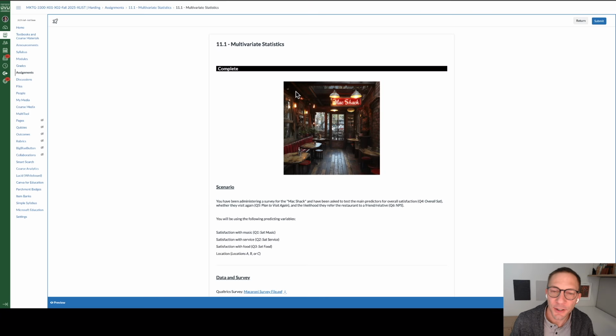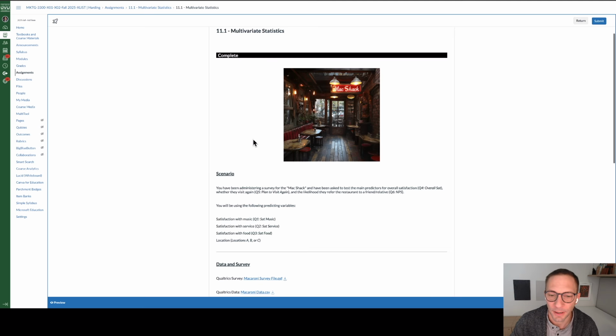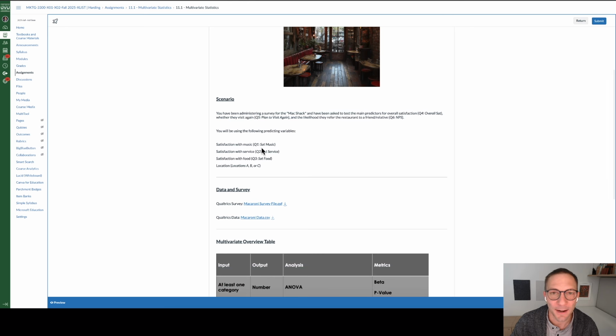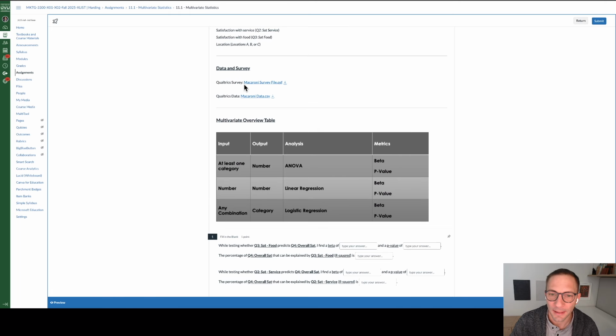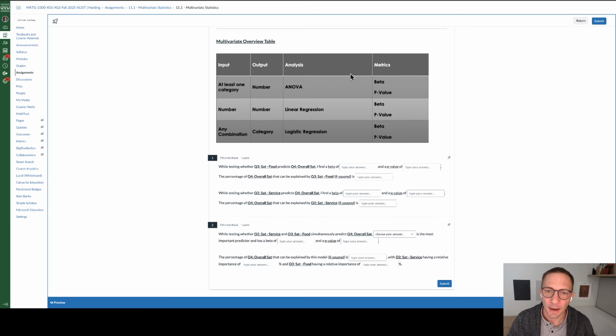Now, as I go through and teach you how to do multivariate statistics, we can open up the assignment for this module, multivariate statistics. Here's the scenario as we already described, the survey and the data. Now, the multivariate overview table is going to differ just a little bit from the last overview table we used when you just had one predictor. In this case, for our input, we're going to have multiple inputs. And if there's at least one category input and our output is a number, we're going to be doing an ANOVA. But this ANOVA, you'll see, will look a little different than what we've run before.